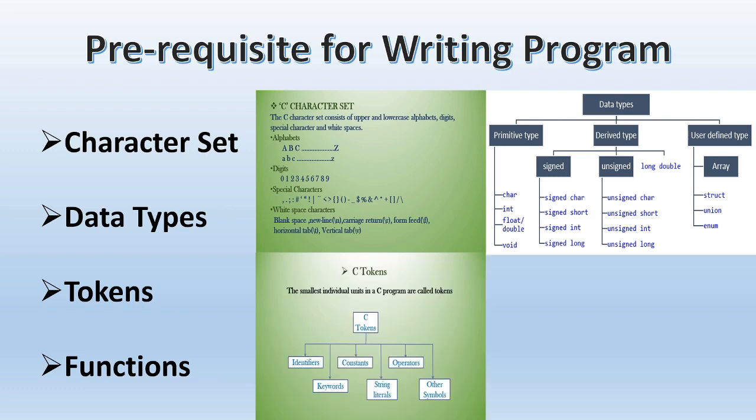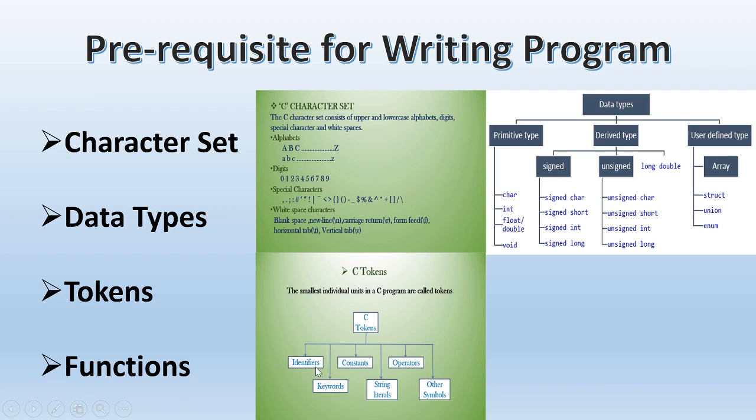Token is the smallest individual element in a program that is meaningful to the compiler. These tokens coexist together to form a program. So C tokens include identifier, constant, keyword, string literal, operators, and other symbols.